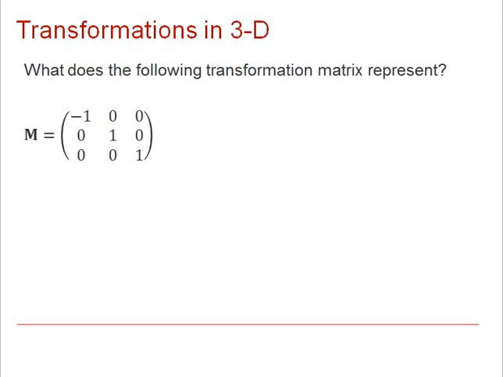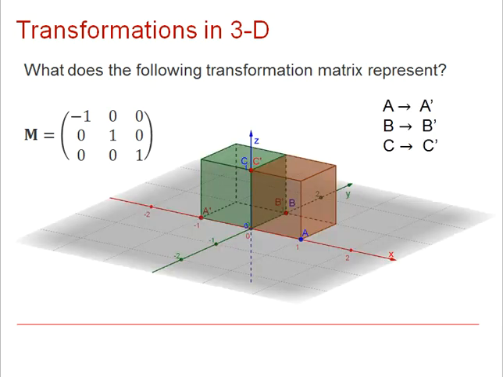So if we have this matrix M and we want to know what transformation it might represent, we can see by looking at it, or by inspection, that the y and z coordinates have not altered, but the x coordinate will change sign. So let's think about that geometrically. The x coordinate changes sign, but the y and z coordinates do not alter. This is then going to be a reflection in the yz plane. Here we can see this shown graphically.